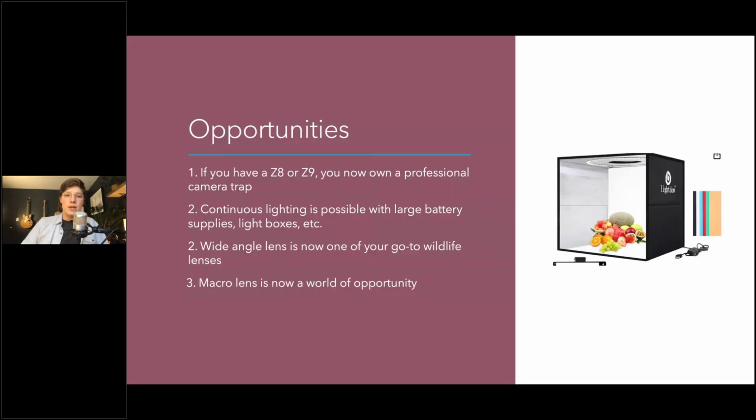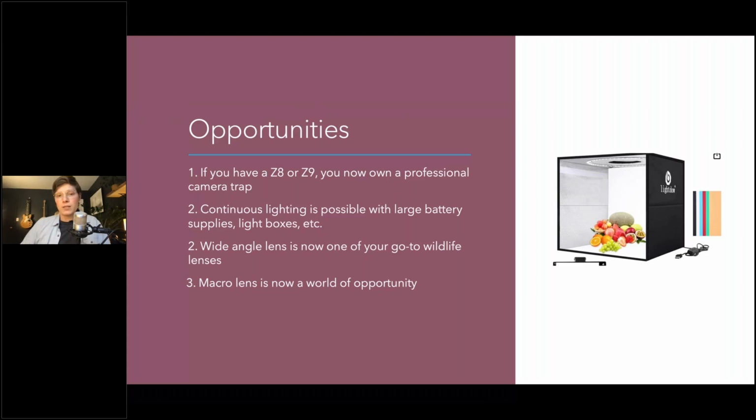Some opportunities. If you have the Z8 or the Z9, you now own a professional camera trap. That's insane. And for free. Of course, you had to make the investment in the camera. But prior to this point in time, if you had a big camera and you wanted to use it as a camera trap, you needed to invest in between $1,000 and $3,000 worth of gear and learn all the nuances of putting that equipment together to be able to do camera trap at this professional level. Now, if you have these particular cameras, it's accessible.